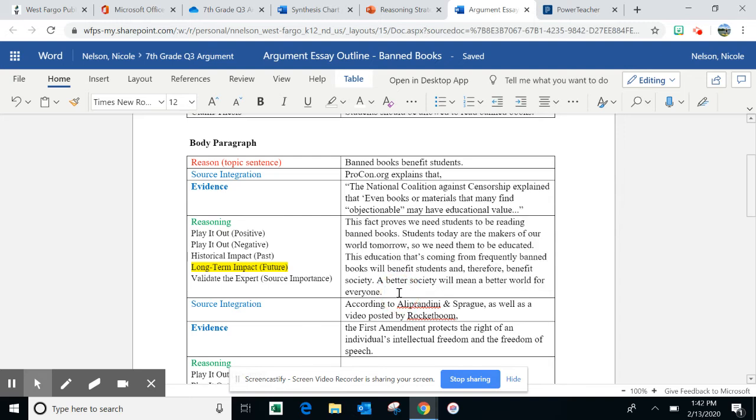So I wrote, this fact proves we need students to be reading banned books. Students today are the makers of our world tomorrow, so we need them to be educated. This education that's coming from frequently banned books will benefit students and therefore benefit society. A better society will mean a better world for everyone. So I'm taking this way into the future and making sure that you understand the whole world is going to be better if students are reading banned books now.